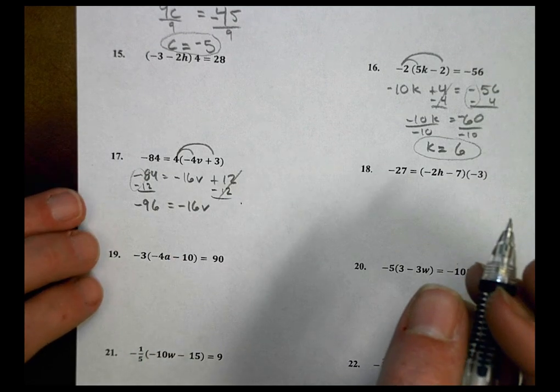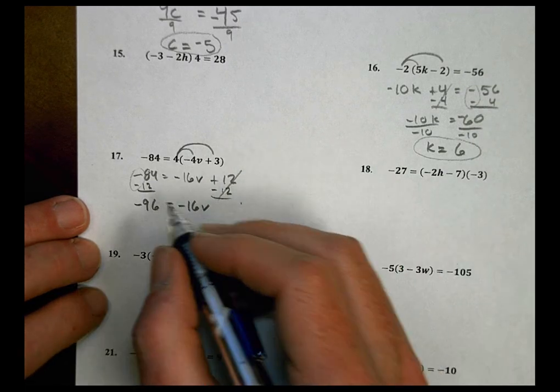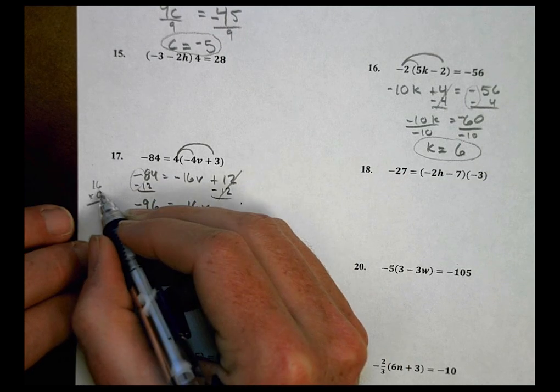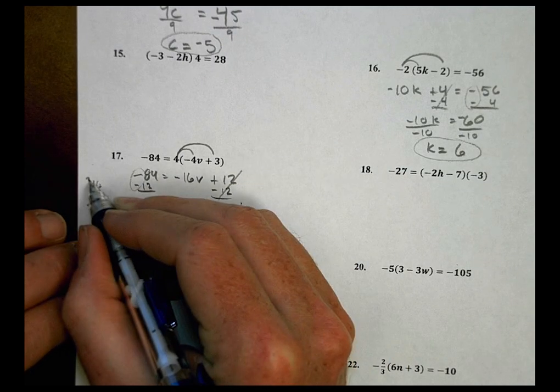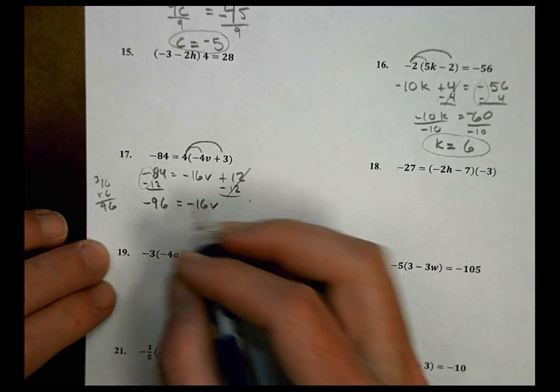16v. Okay. Does 16 go into 96? I'm not really sure. Knowing this ends in a 6, I'm going to guess maybe 6 times. Let's try that out. 6 times 6 is 36. 6 times 1 is 6, plus 3 more is 96. So yes, indeed, it goes in there 6 times.